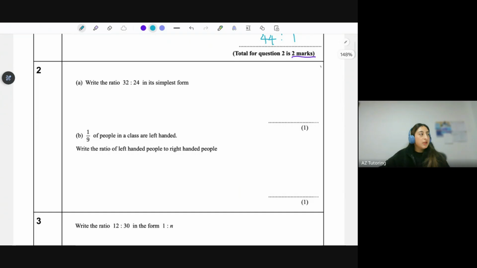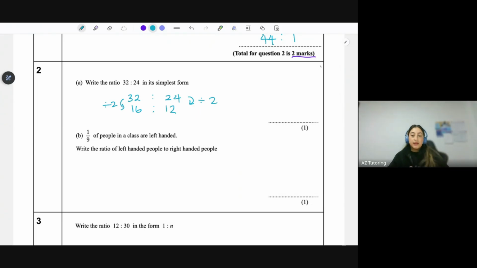Second question says, write the ratio 32 to 24 in its simplest form. So here we need to find a common factor which will divide 32 and 24. I'm going to divide both of them by 4 first. Actually, I'll just divide by 2 first because I know 2 is the easiest one to do. If you're rushing for time and you can't think, always, if they're both even numbers, the easiest thing to do is divide them by 2. So I'm going to divide both sides by 2. 32 divided by 2 is just 16. 24 divided by 2 is just 12.